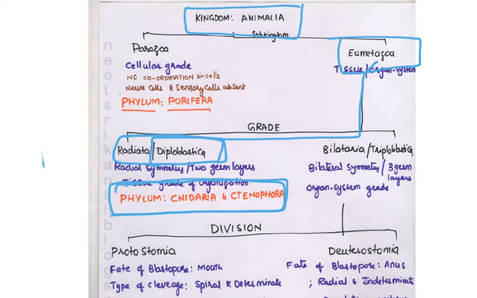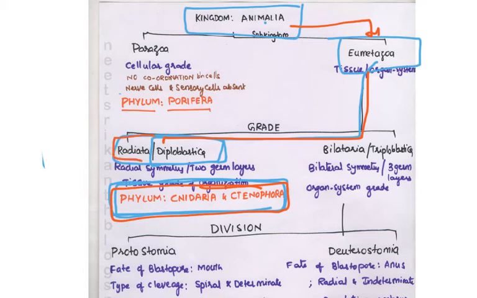So where do you find the diploblastic condition? It should come like this: in the kingdom Animalia, the subkingdom Eumetazoa, in the grade Diploblastica, phylum Cnidaria and Ctenophora exhibit this particular feature, the presence of 2 germ layers. Hence we call it Diploblastica. About Radiata, we discussed earlier in the symmetry class. So grade Radiata or Diploblastica is with 2 phyla, phylum Cnidaria and phylum Ctenophora.